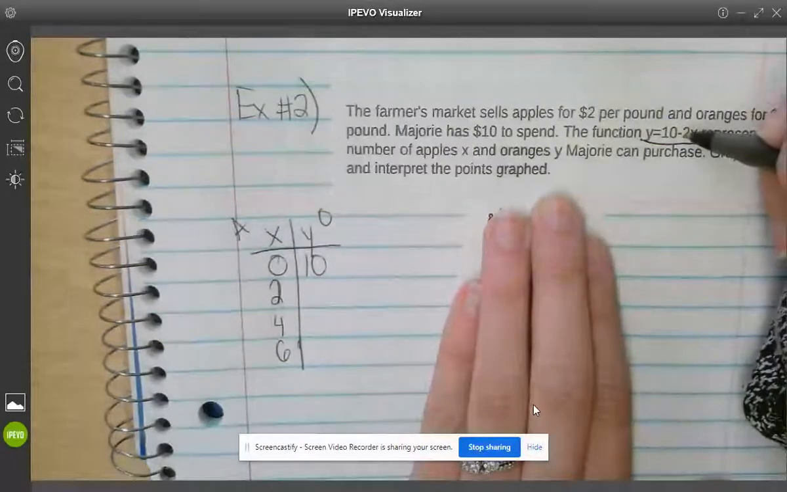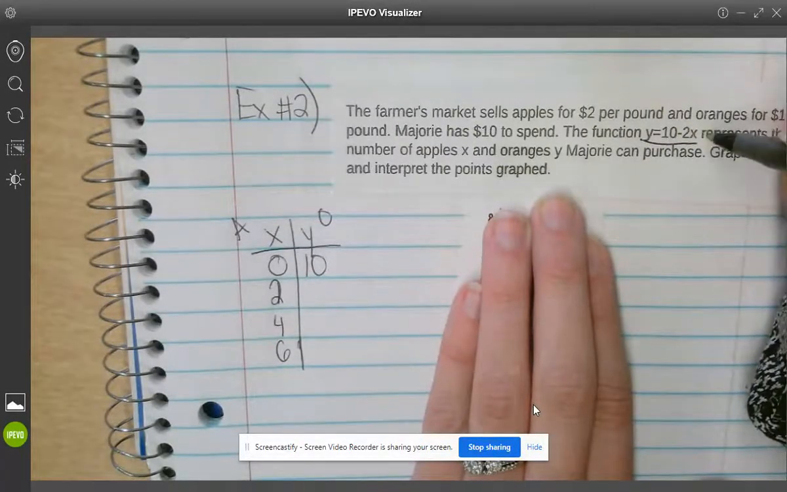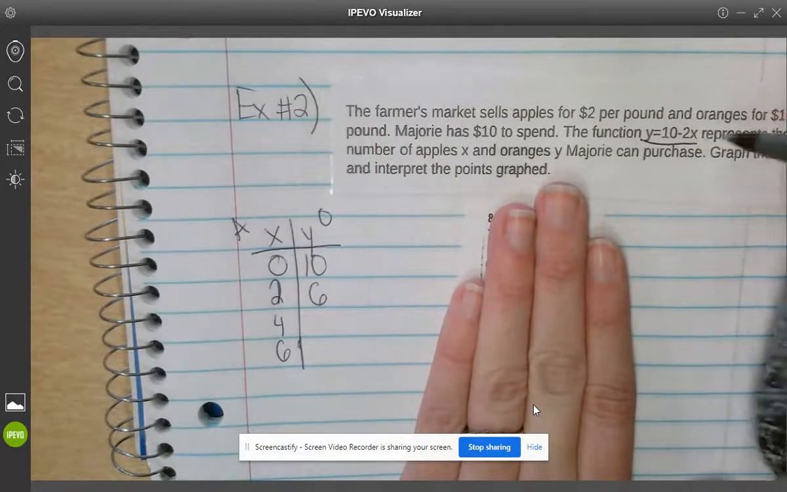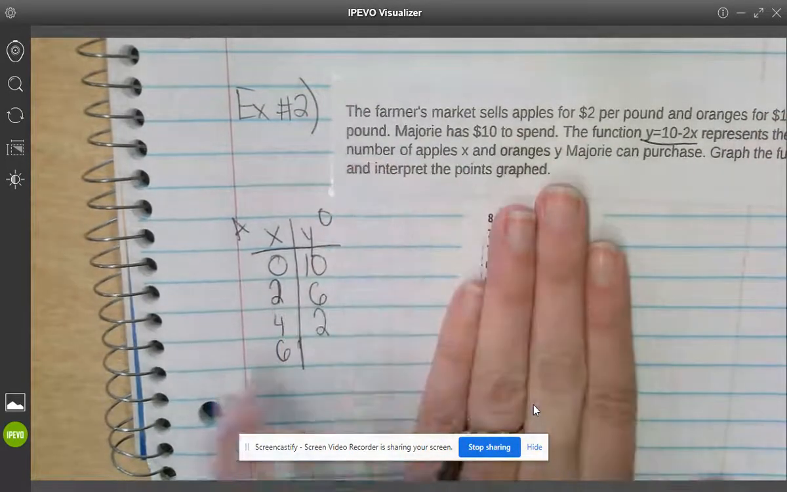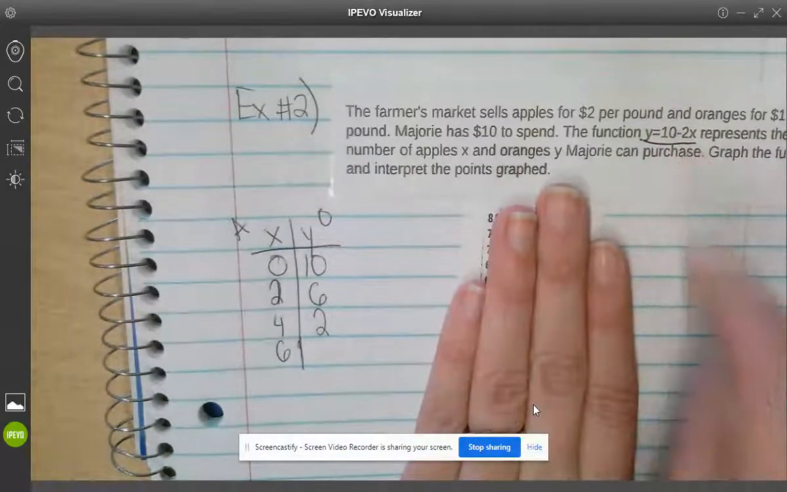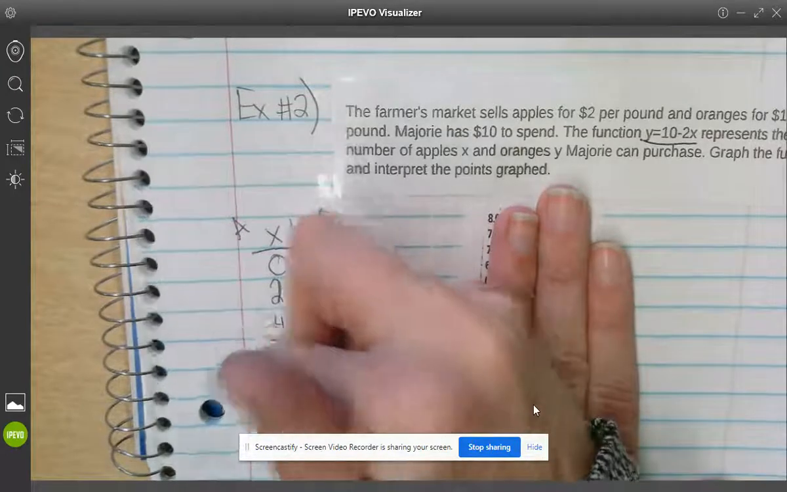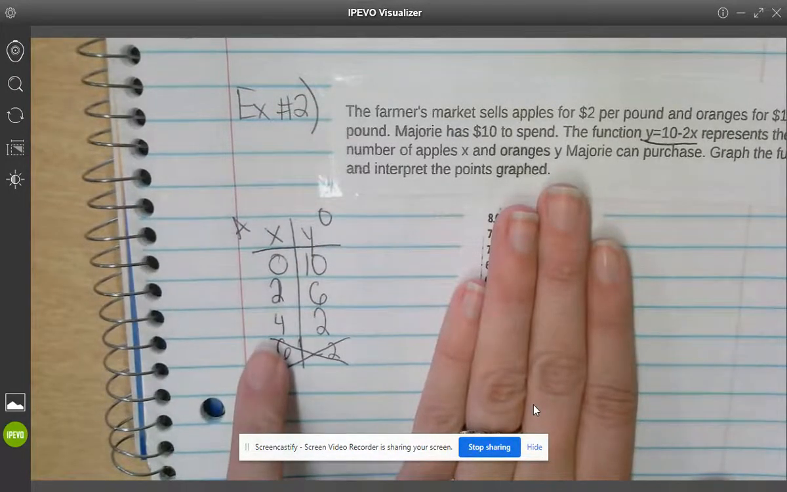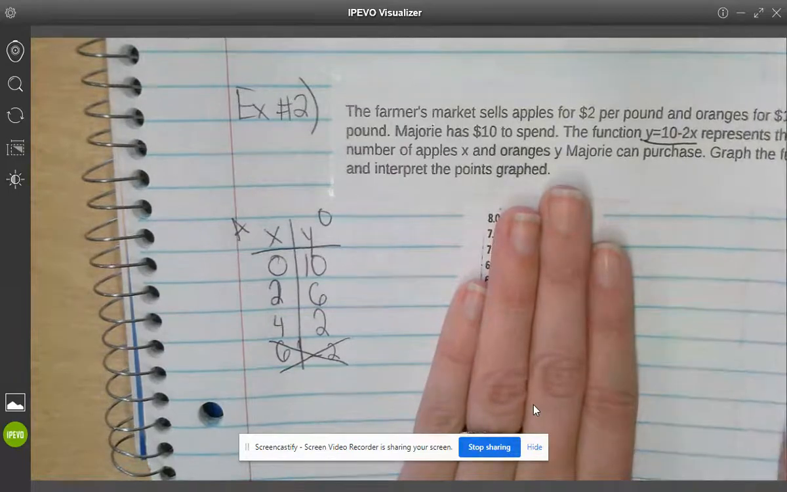2 apples, so that would be 2 times 2, which is 4. So 10 minus 4 would give me 6. 2 times 4, which is 8, so 10 minus 8 would be 2. And then if I plug that 6 in, I get 12. 10 minus 12 would give me a -2, so that's too far. That doesn't make sense. So these are my only 3 points: (0, 10), (2, 6), and (4, 2).